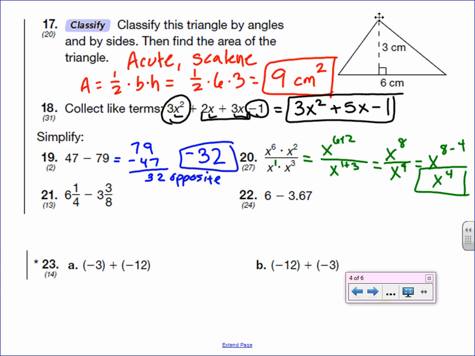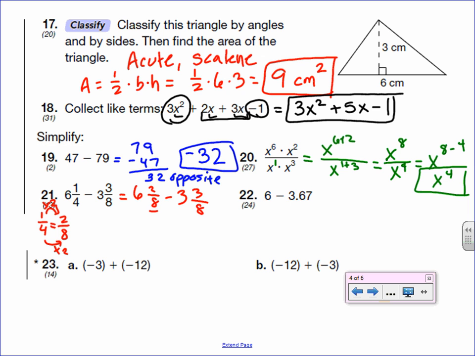I have 6 and 1/4 minus 3 and 3/8. First I need to get a common denominator. So I'm going to write 1/4 as something over 8. To go from 4 to 8, I multiply by 2. Whatever I do on the bottom, I do to the top. 1 times 2 is 2. So then this turns into 6 and 2/8 minus 3 and 3/8.